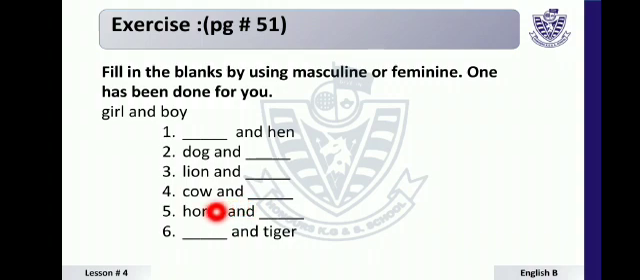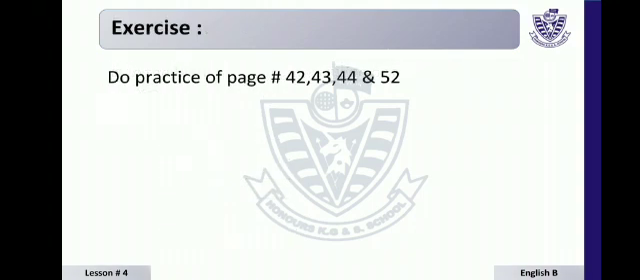Next one is horse and dash. We will write here mare. Last one is dash and tiger. We will write here tigress. Tigress and tiger. Now do practice of page number 42, 43, 44 and 52.